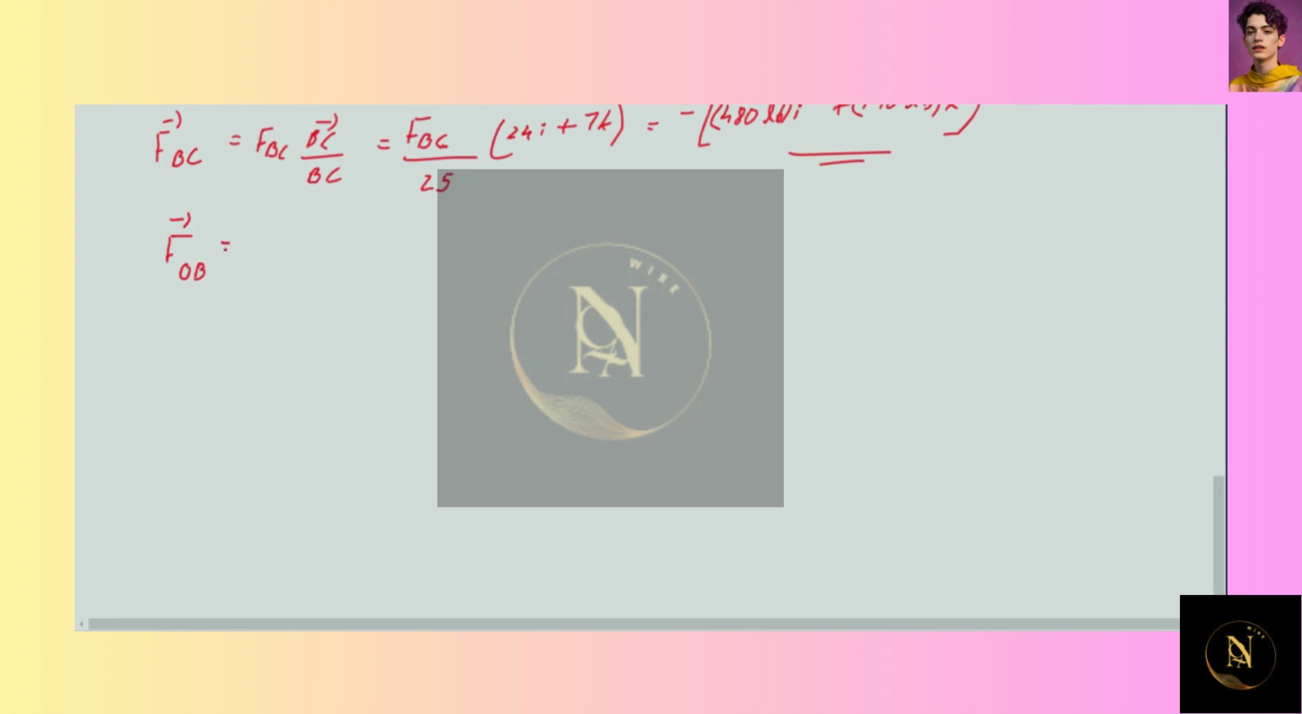Now let's calculate FOB, where FOB will be equal to FOB times vector OB by OB, that is FOB by 7 times vector OB, which is just 7 in K direction.